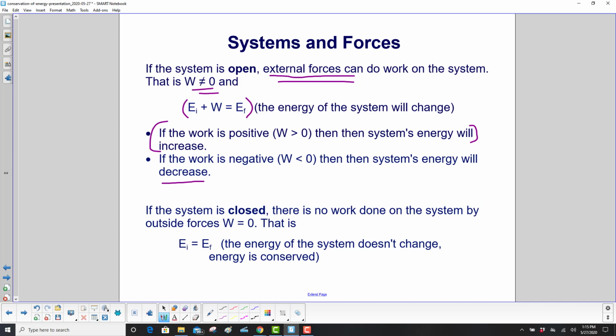If the system is closed, there is no work done on the system by outside forces. That's the definition of a closed system. So work is equal to 0. So when I have this equation here, work is equal to 0, you get initial energy equals final energy. The energy of the system doesn't change. We say that the energy is conserved.